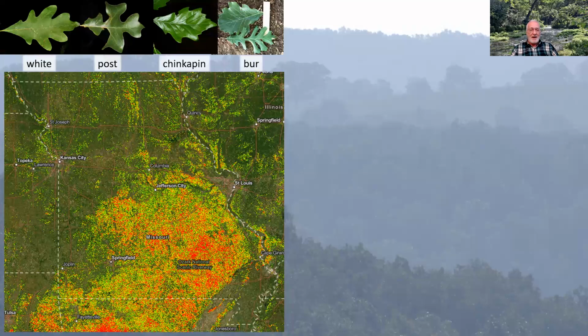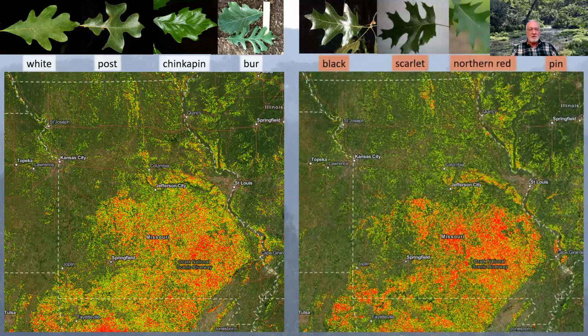When we also add in the red oaks, those are more common ones. Those are black and scarlet, northern red, and pin oak. So you can see the Missouri Ozarks is quite a hotbed of our oak species, but not only that, we've got them throughout the state.